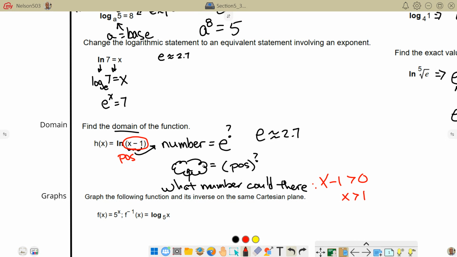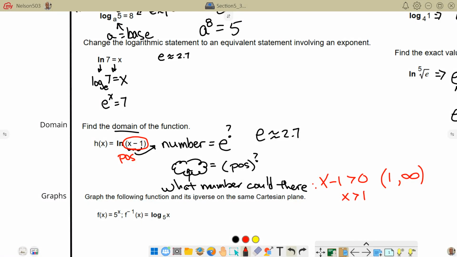Hope I'm making this clear. We're saying the number right here has to be a positive. That's the key. And you're probably going to answer the question in interval notation. So you're going to say 1 comma infinity, and that's it. That's all there is to the domain questions. All right. Whew, man, I hope I'm making that clear.